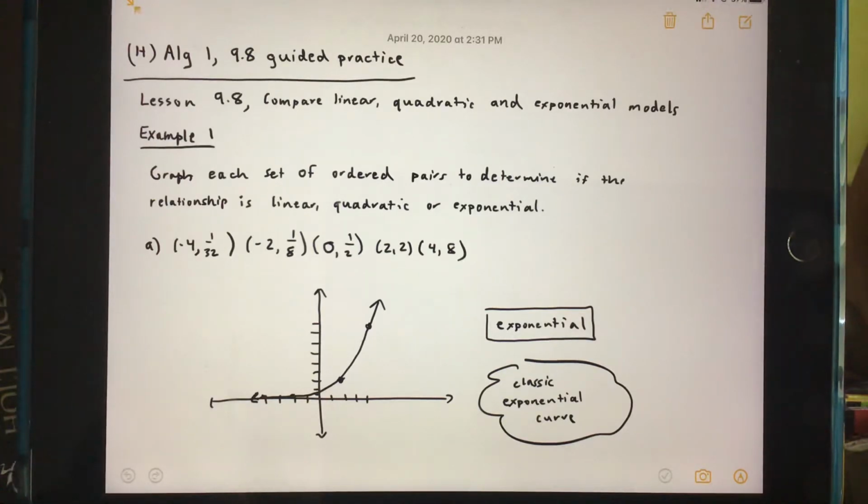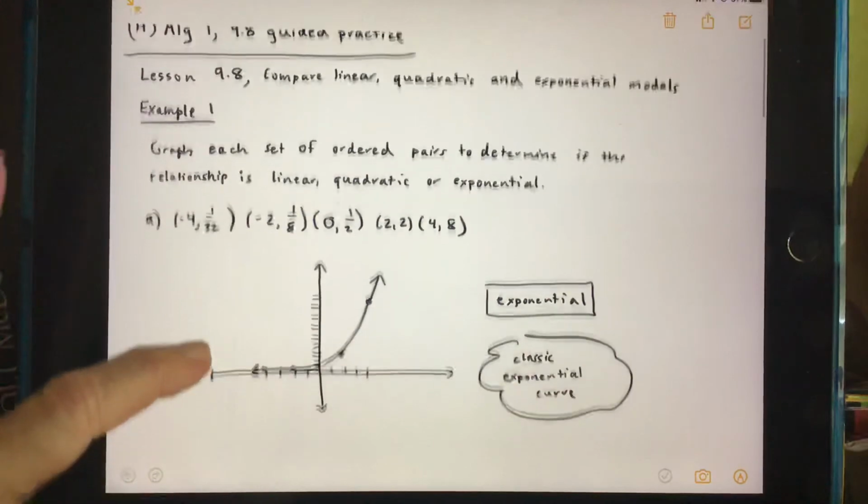So on letter A, we can see when we plot those points that we have the classic exponential curve. In this case, on the left, it's very low, hovering right above the x-axis, and as it moves to the right, it zooms up very, very quickly. So based on the graph that we see on example 1A, we claim this is an exponential relationship.